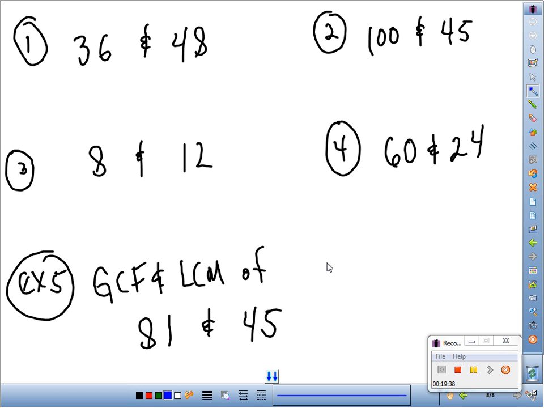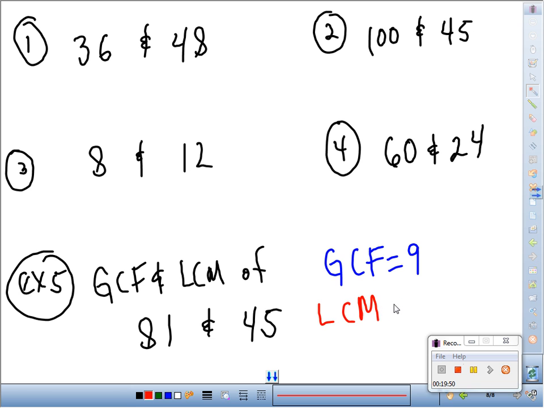Okay, here we go. The correct answer is GCF 9. LCM is 405. Hands up if you got that.